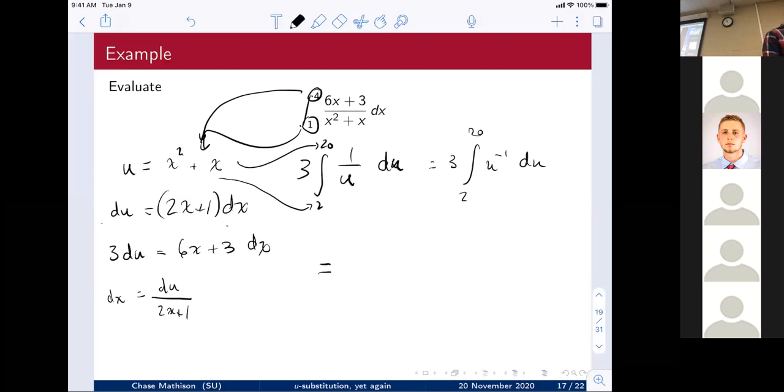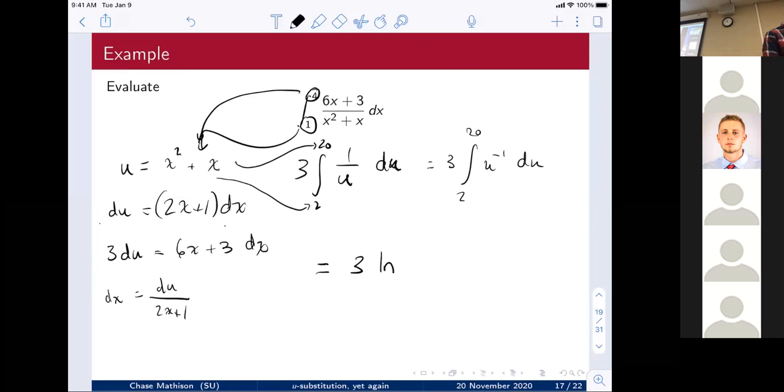Technically, when you take the integral of u inverse, it's technically 3 times the natural log of the absolute value of u. That doesn't really matter here because we're plugging in positive values.